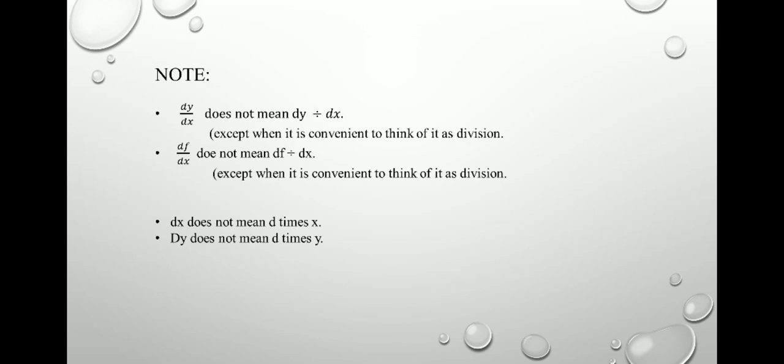I have a note here that dy over dx does not mean dy divided by dx, except when it is convenient to think of it as division. Likewise, df over dx does not mean df divided by dx, except when it is convenient to think of it as division. We have here dx does not mean d times x, and dy does not mean d times y.